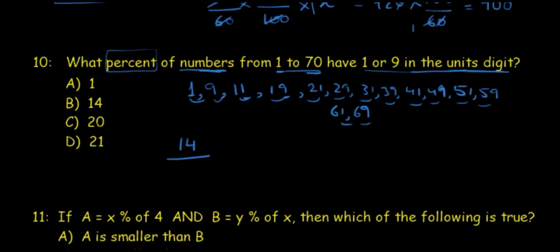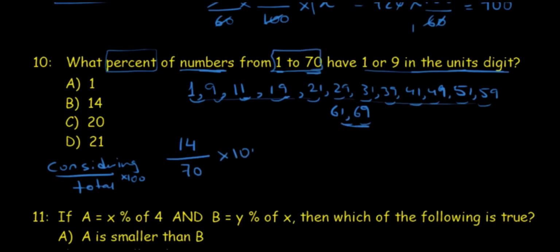Remember, percentage is whatever you're considering over the total, times 100. So we're considering these numbers over here, which are 14 in value, out of the total, which is 70, times 100. Now that goes in the table of 7: 7 times 2, 7 times 10, 2 times 1, 2 times 5, times 1 times 20. I'm left with 20%. So that is my answer, 20%.